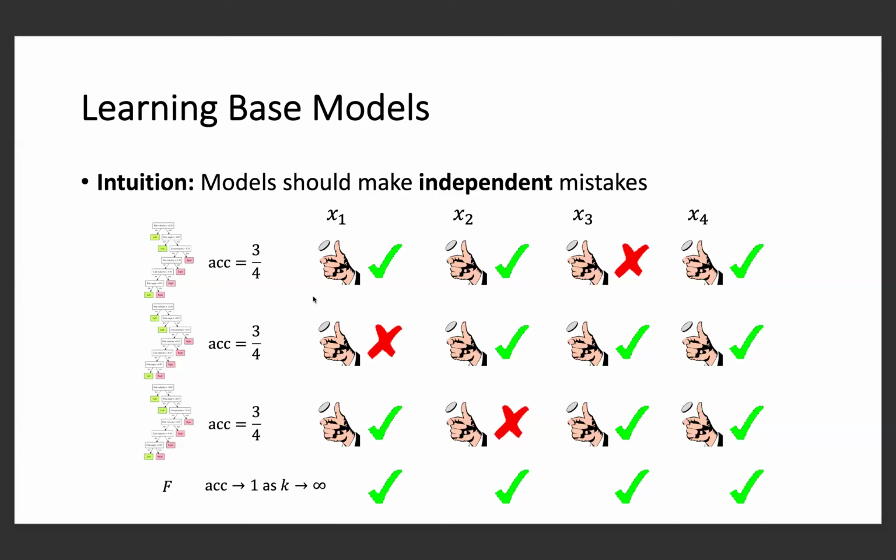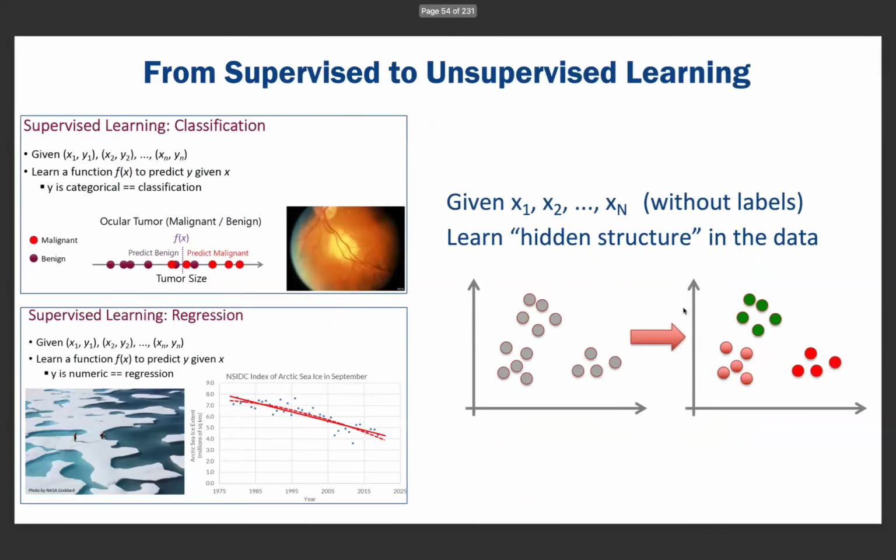And of course, making sure that your sub-algorithms make mistakes on different input data is also an interesting and potentially challenging task. That's why you need to have diversity of models. Okay. So are we good here?